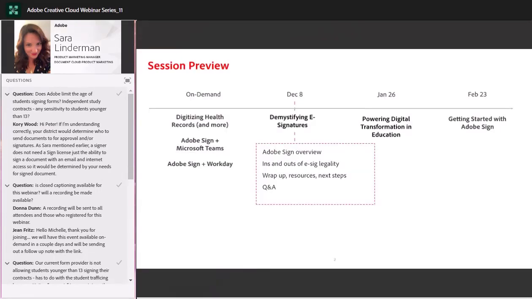I'd like to start just by giving you a preview of today's session, as well as making note that this is part of a larger series. Today, as I mentioned, we'll be doing demystifying. Coming up on January 26th, we have a session about powering digital transformation in education. Later in February, we have a session about getting started with Adobe Sign. That'll get into setting your admin console up and getting started with understanding, using, and rolling the product out across your educational institution.